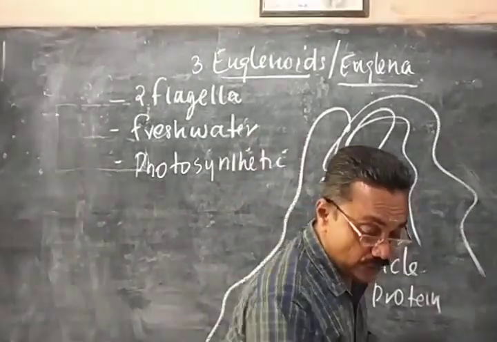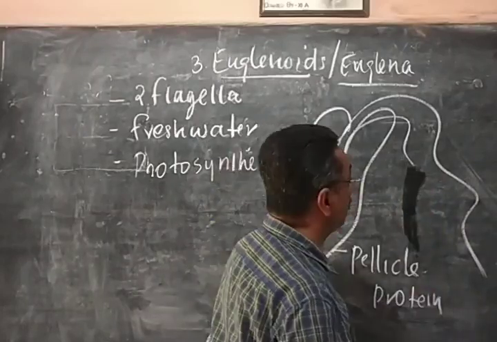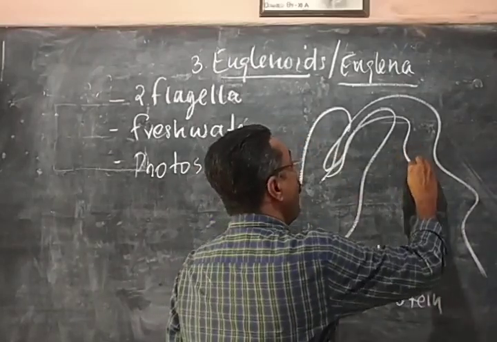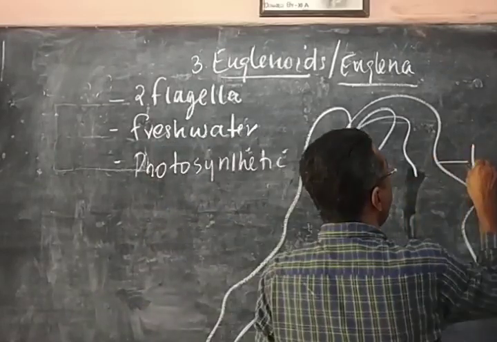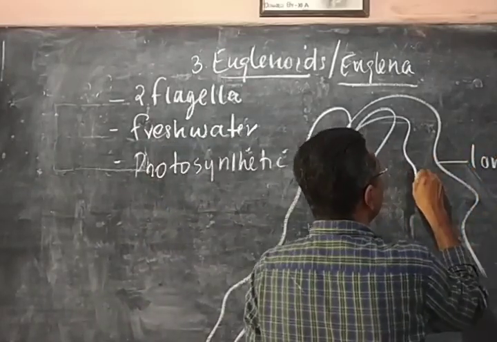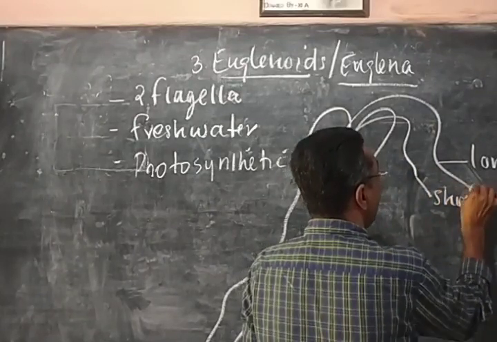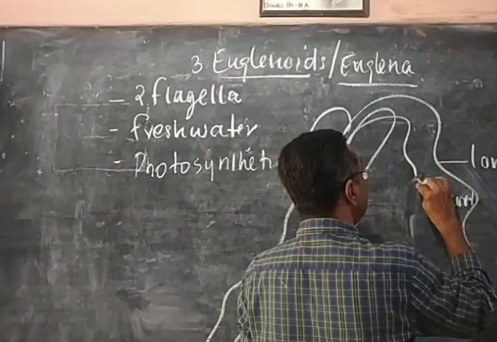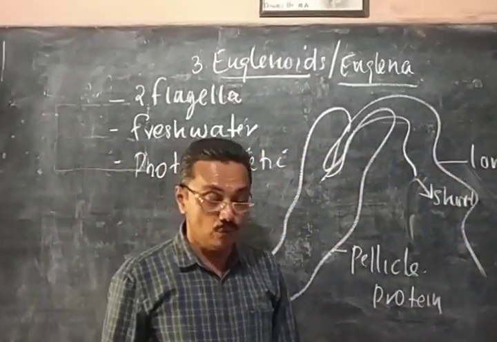Remember that of the two flagella, one is longer and another is somewhat shorter. The two flagella are not similar. This is the long flagellum and this is the short flagellum. Two types of flagella occur for these organisms called euglenoids, one long and another short.